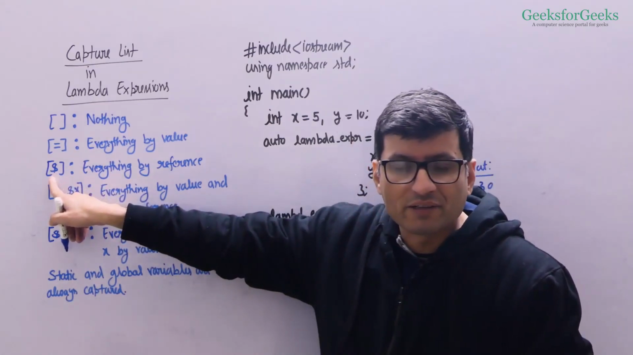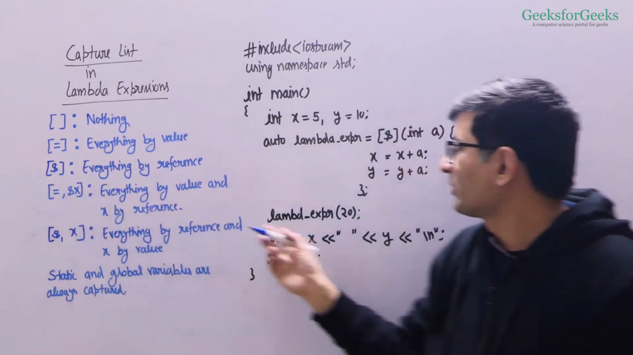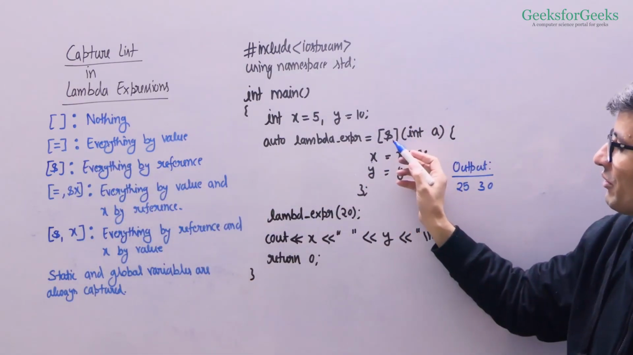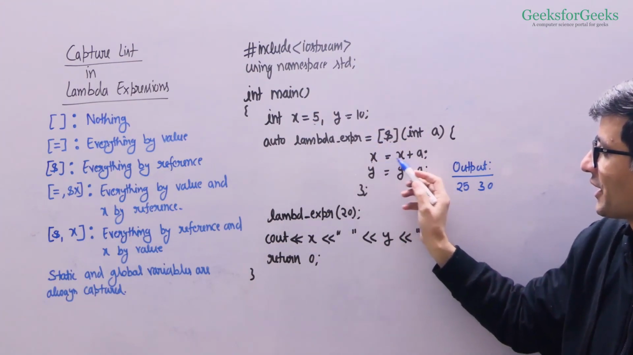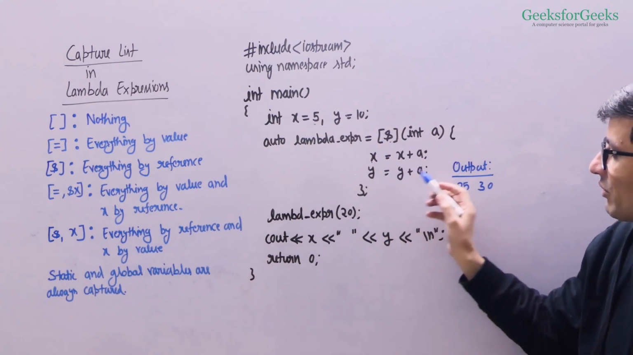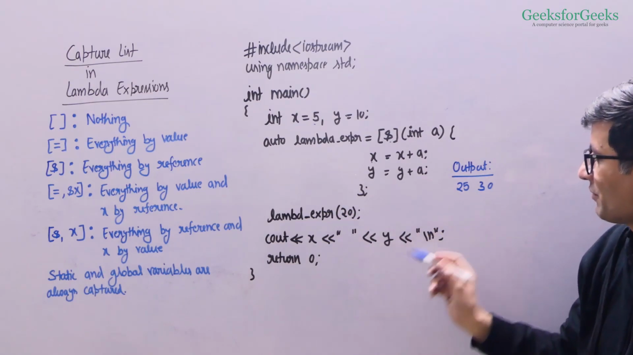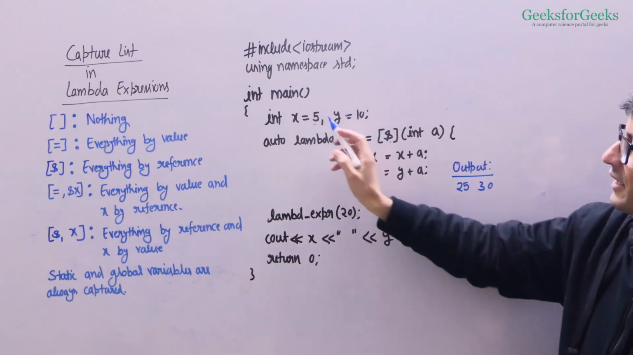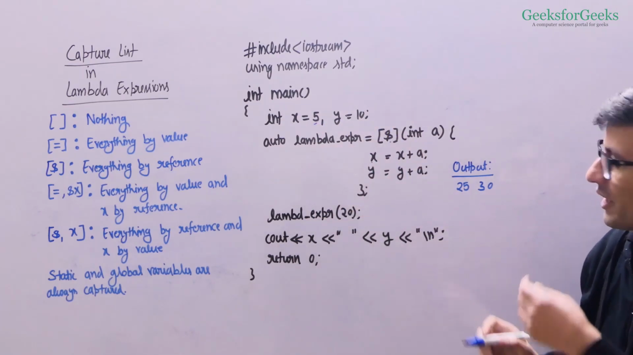When you write ampersand, then everything is captured as a reference, and you can modify the variables like we have done in this program. So we have captured everything by reference, x and y by reference. Then we are changing x equal to x plus a and y equal to y plus a. And when we print after calling the Lambda expression, we get 25 and 30. x is changed to 5 plus 20 and y is changed to 10 plus 20.